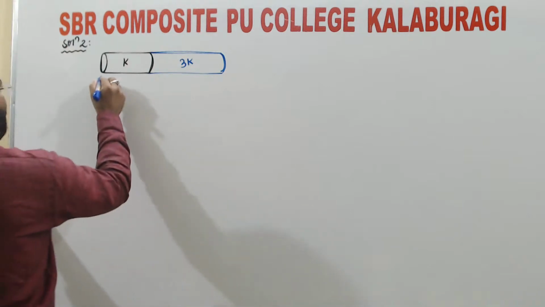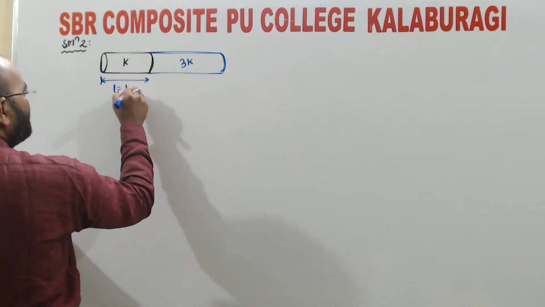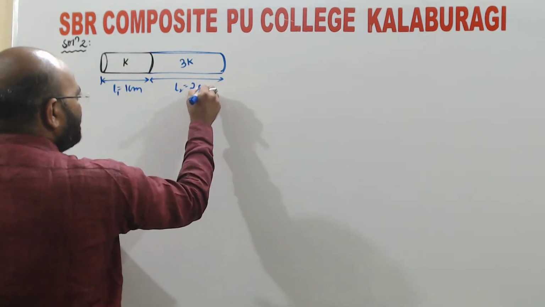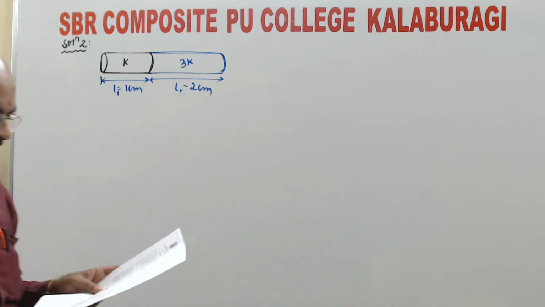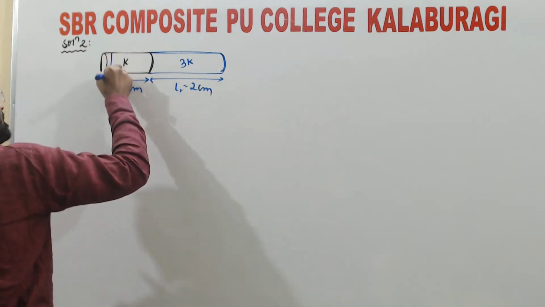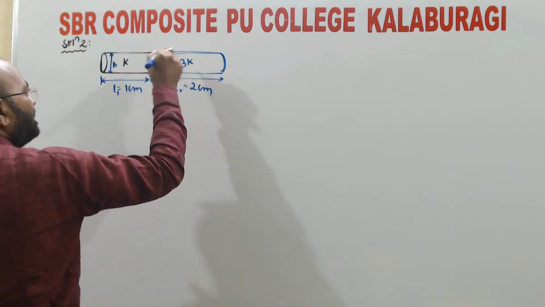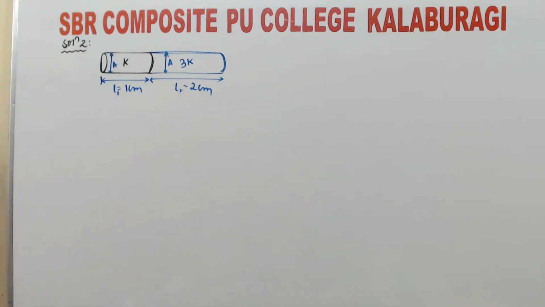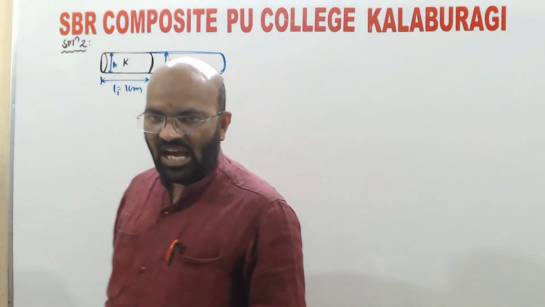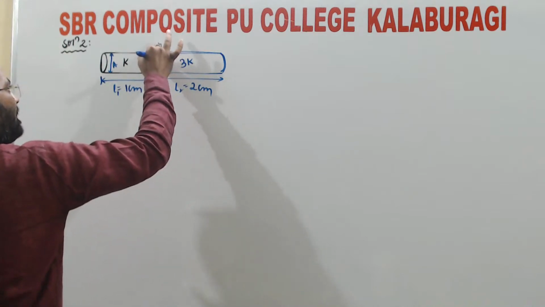And the length is given for the first one, L1 is equal to 1 centimeter and L2 is equal to 2 centimeter respectively. They have equal cross section area. Both will have the same cross section area; the area is not going to change, it remains as it is. Then they are joined lengthwise, as shown in the figure.